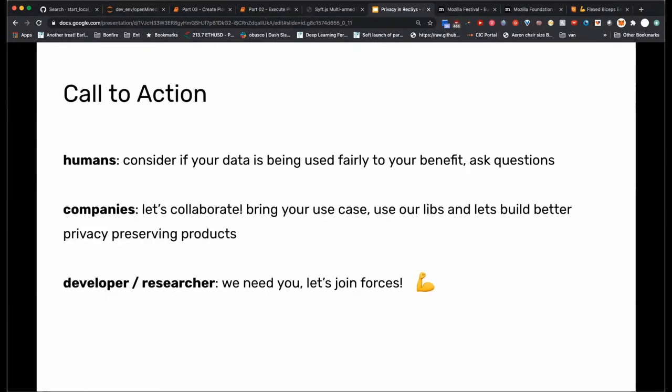Finally, I want to provide a call to action. If you're human, please consider if your data is being used fairly and to your benefit. And if you're not sure, ask questions. This is how you enforce accountability. If you're a company, let's collaborate. Please bring your use case, use our libraries, and let's build better privacy-preserving products together. And if you're a developer or researcher, we need you. Let's join forces.